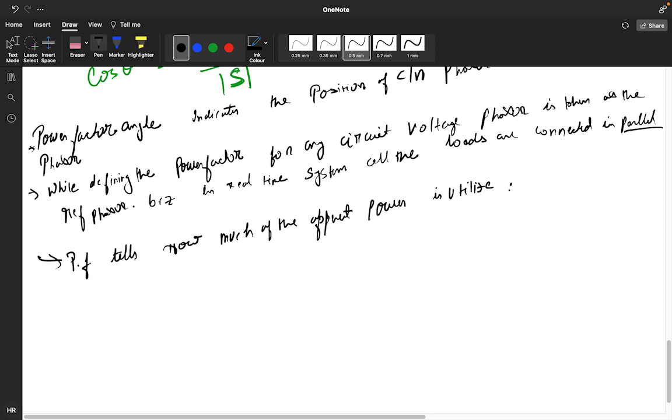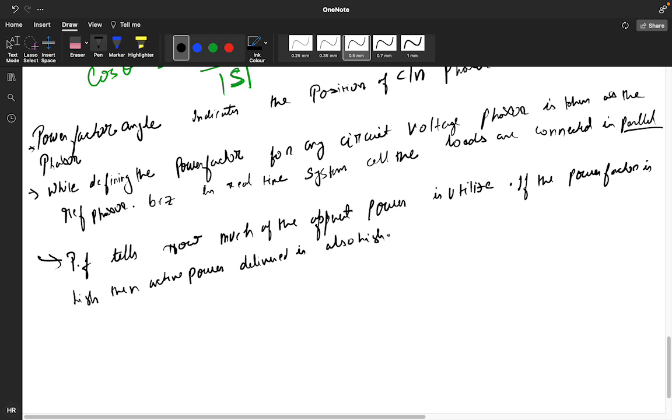If the power factor is high, then the active power delivered is also high. If the power factor is high, then active power delivered is also high.